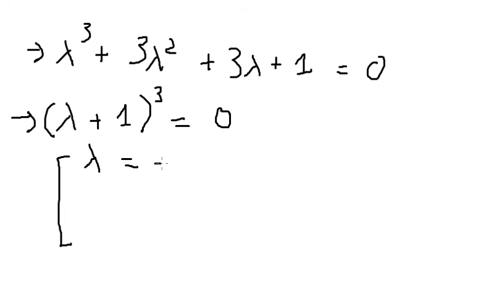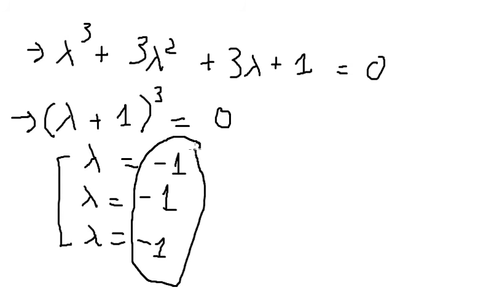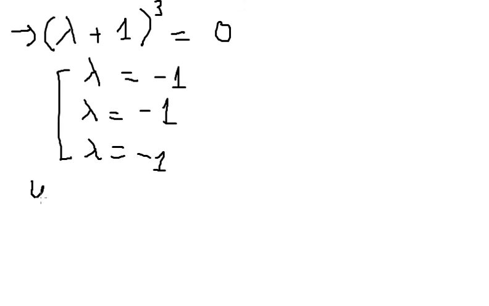So that means we will have 3 solutions. That is lambda equals negative 1. Because we have the power 3, that means we will have 3 lambdas with negative 1. So we have y equals c1 e to the power of lambda s. So we change lambda into negative 1, so we have negative s.